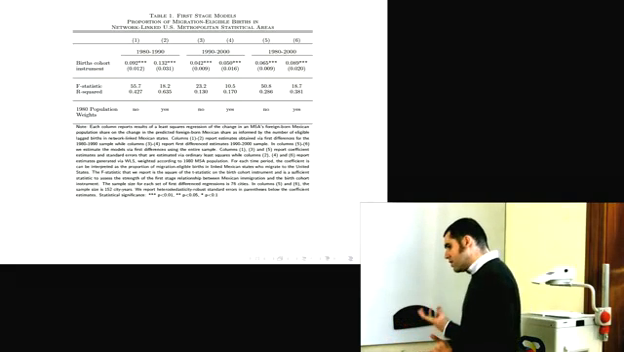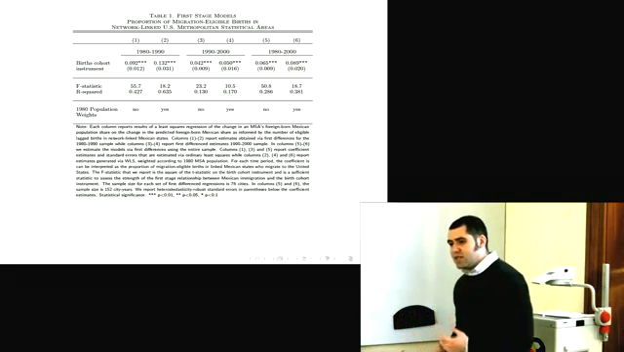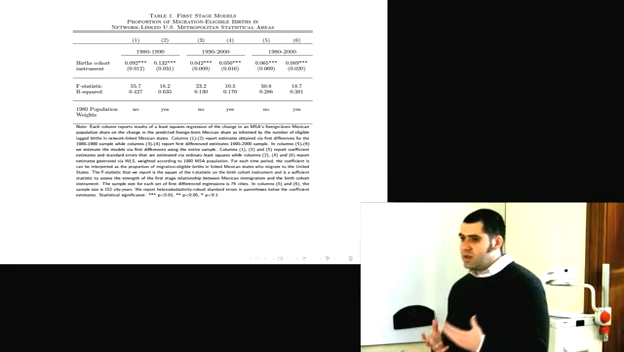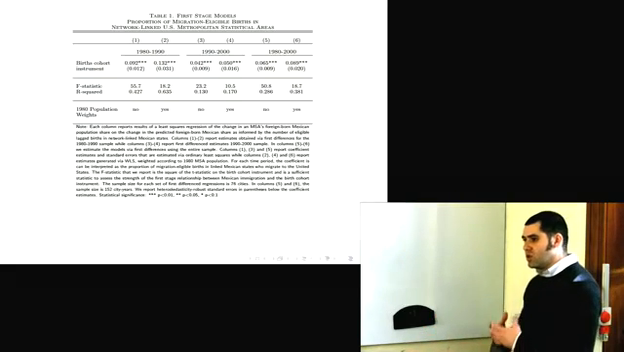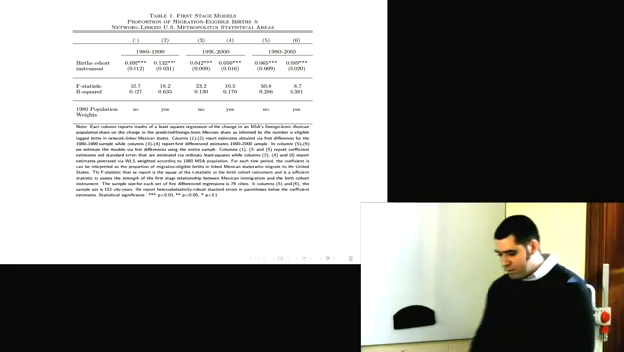Now, the other reason this is potentially important is because when you think about rainfall, you could be teasing out a pretty narrow local average treatment effect. But we think we're documenting something that captures a lot of the variation in immigration. This is, I think, a broad-based local average treatment effect.